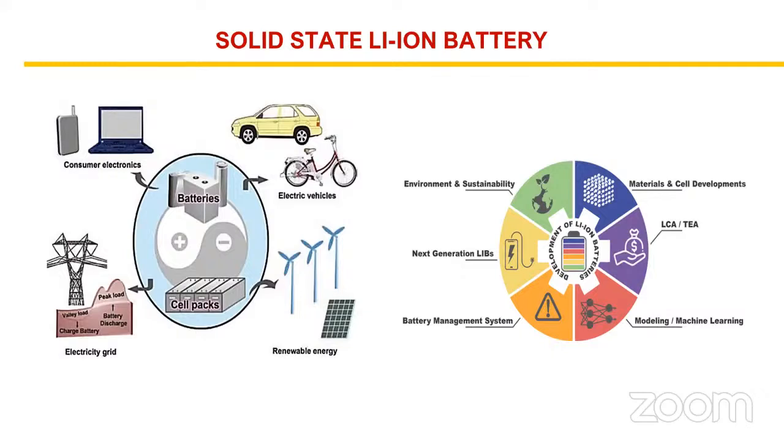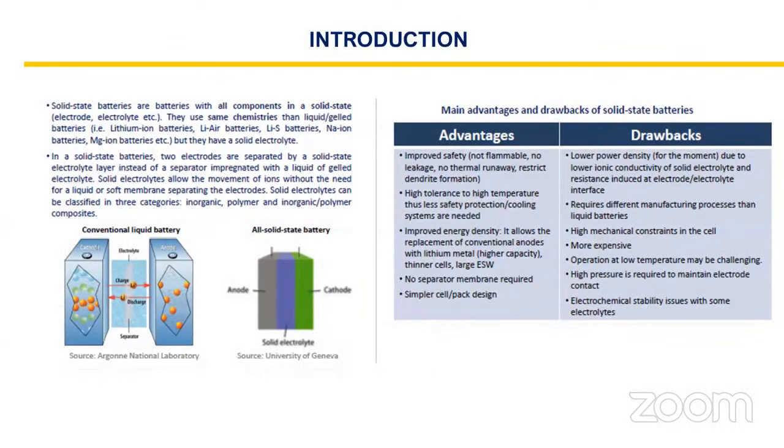I'll give you one example of your patenting strategy: the solid state lithium ion battery. As we know, the solid state battery is the next generation lithium ion battery, which is promising right now, and it is useful in the electric grid, renewable energy, electric vehicles, and consumer electronics also. So first we have to think about the advantages and drawbacks of the existing technology. The advantages and drawbacks we can find through patent searching. Does our battery have a safety feature, high energy density, no separate member required, a simpler cell or package design, no thermal runaway, or no dendrite formation?